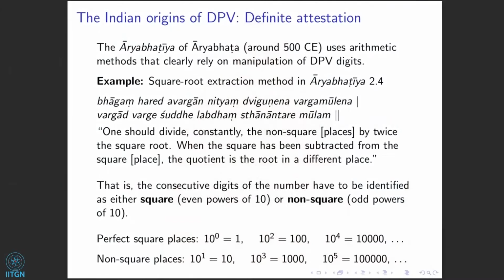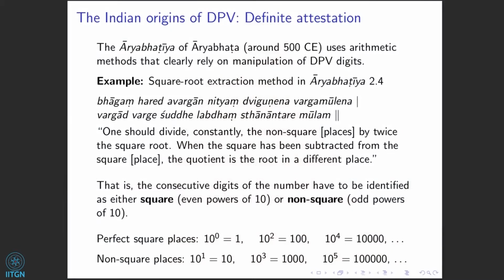But this, of course, is a very terse, elliptical way of expressing the algorithm. It would be difficult to figure out on your own exactly what it meant just from this one verse. But the relevant point here is that it requires you to lay out the number whose square root you want to take as a sequence of consecutive digits which alternate between being square, varga, as he says, or non-square, avarga in Sanskrit. That is, respectively, the even or the odd powers of the base 10.